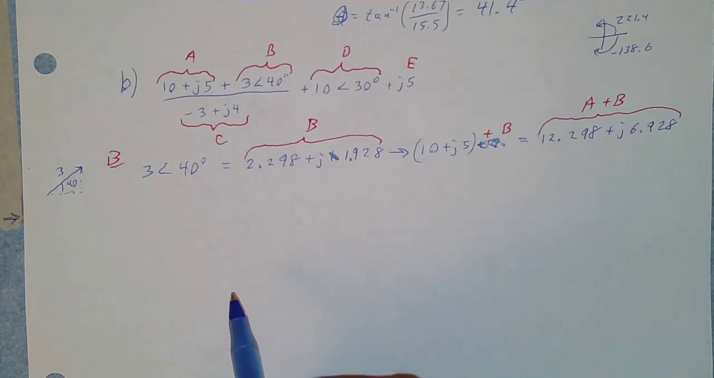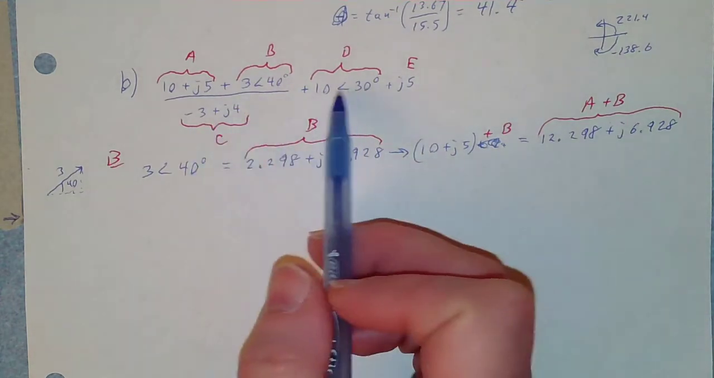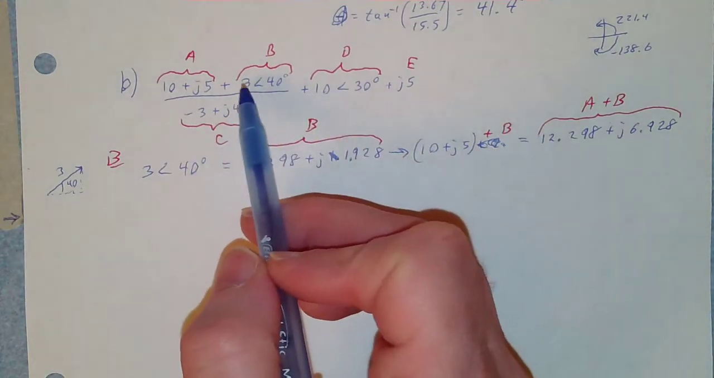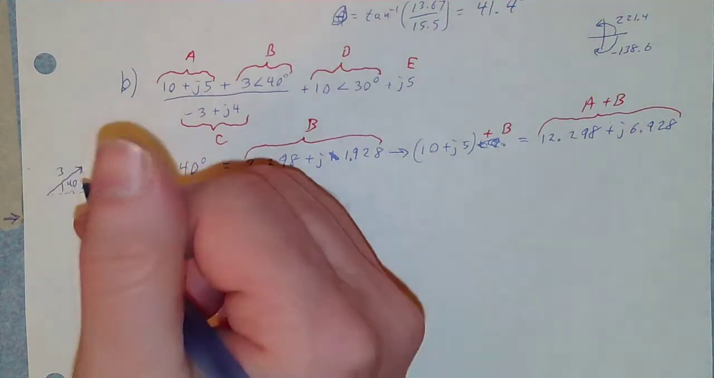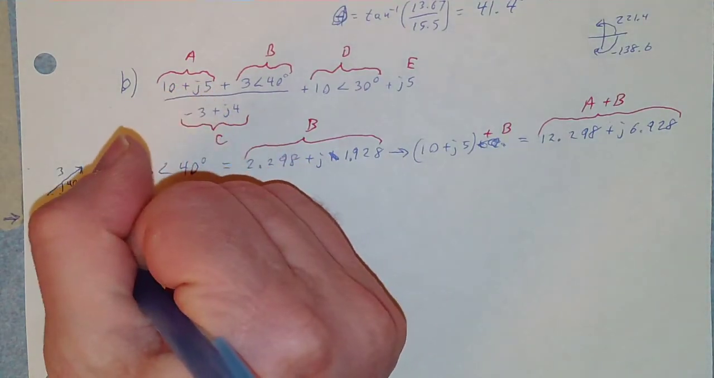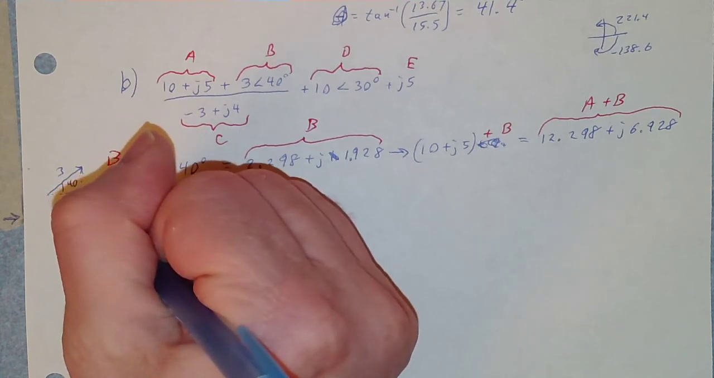Let's see, what do we have? Oh, right. So now for division, it's better if we work in polar coordinates. So now we've got to divide A plus B by C. How are we going to convert those? Well, this is just going to convert into R and theta.